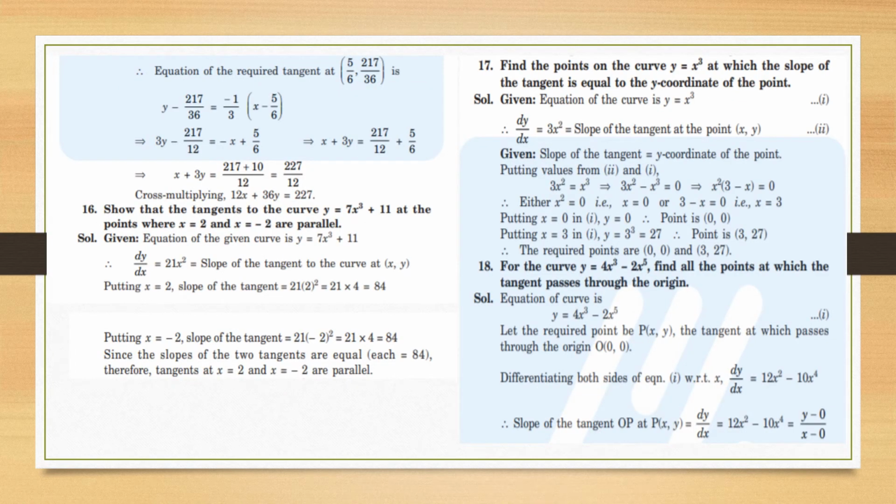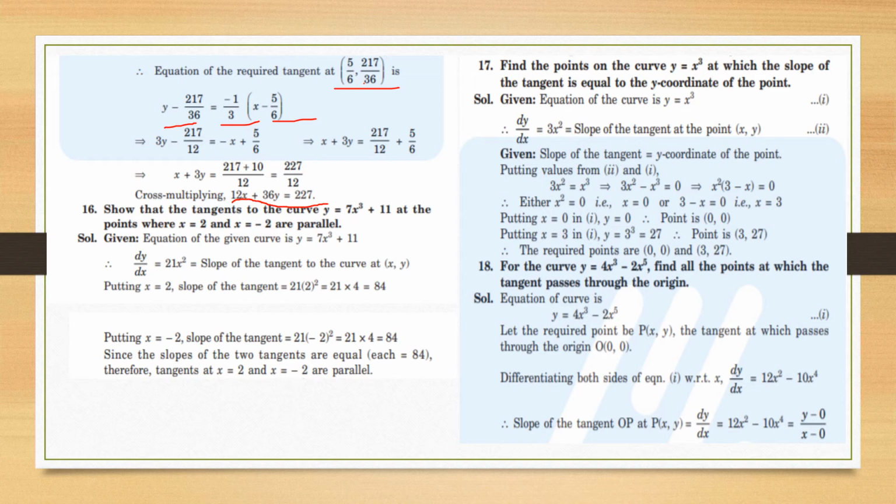And the equation of the required tangent at this point of contact is y minus y1 equal to m times x minus x1. So on solving, I'll get 12x plus 36y equal to 227.